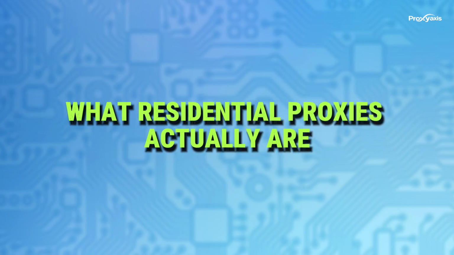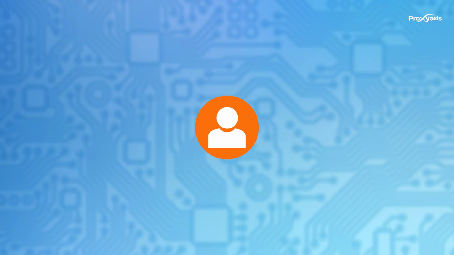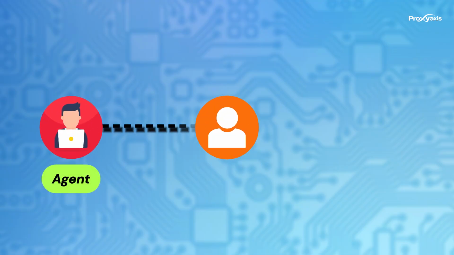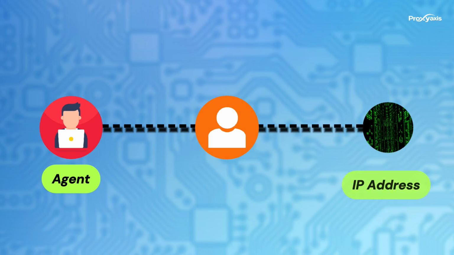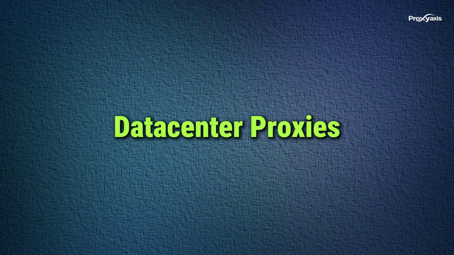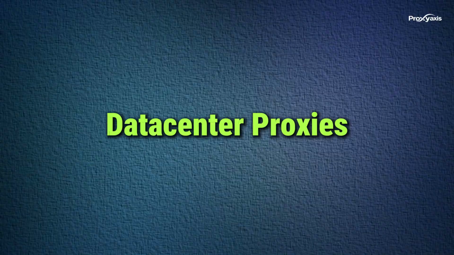What residential proxies actually are. Let me break this down simply. A proxy is basically a middleman. Instead of your agent sending a request directly from your server, it routes that request through another IP address. Now there are three main types, and which one you pick matters enormously. Data center proxies are the cheap ones. They are fast, but they're also hosted on cloud servers, the exact IPs that websites flag.